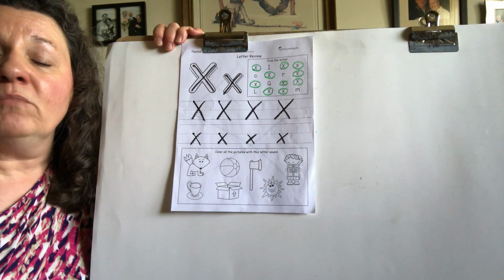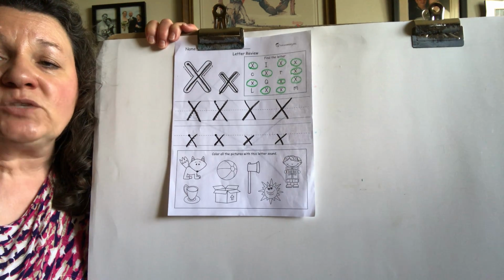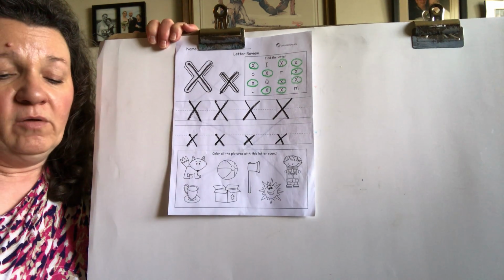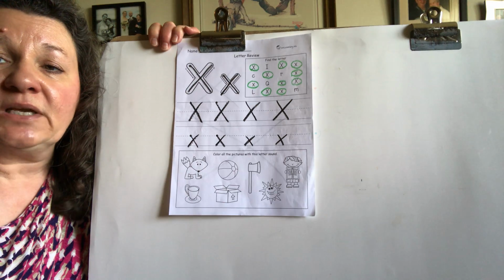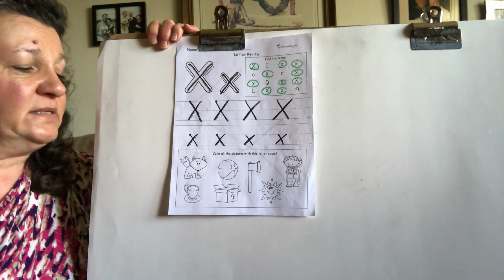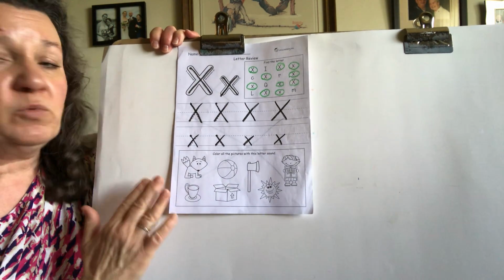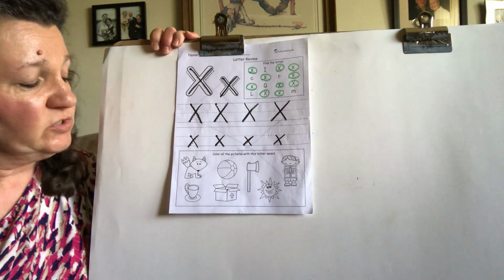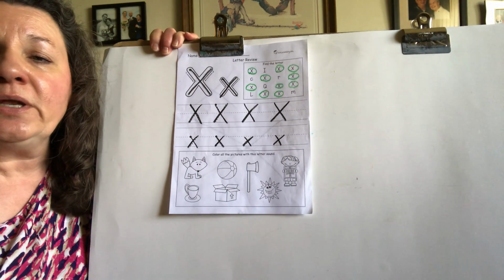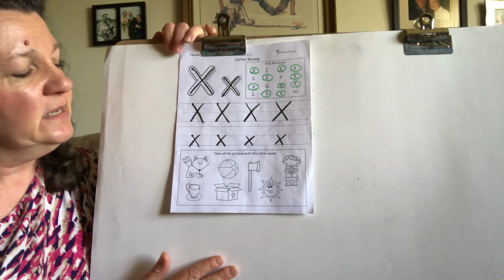All right, now we said that most of the time, the letter X will make the X sound. The only time it makes a different sound is when it's at the beginning of a xylophone, okay? And it makes that Z sound. But we're listening for that X sound. So let's listen very carefully, and we're going to color the pictures that have that X sound.